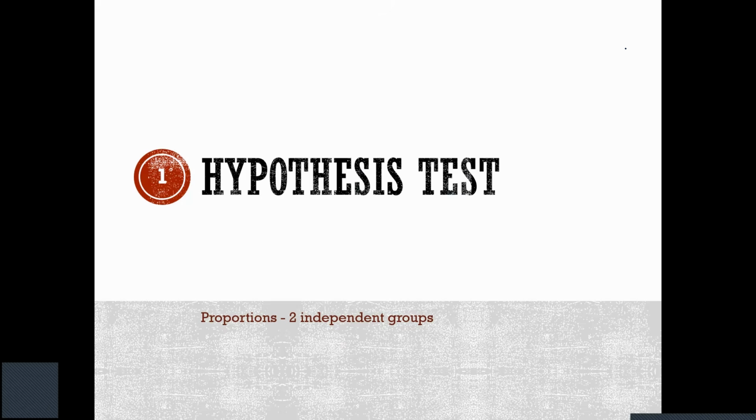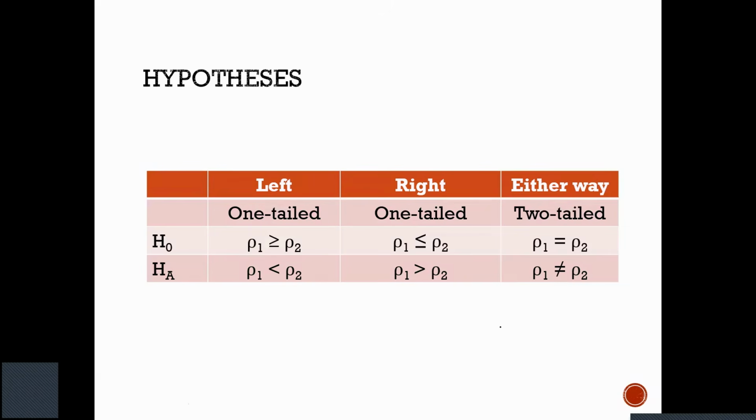Now we're going to talk about looking at the difference between these two groups with hypothesis tests and randomization. In this video, we're going to do hypothesis tests. And remember, we're looking at proportions in two independent groups. So the hypothesis sets, like we had before for one group, we have left one-tailed, right one-tailed, and looking either way, two-tailed.